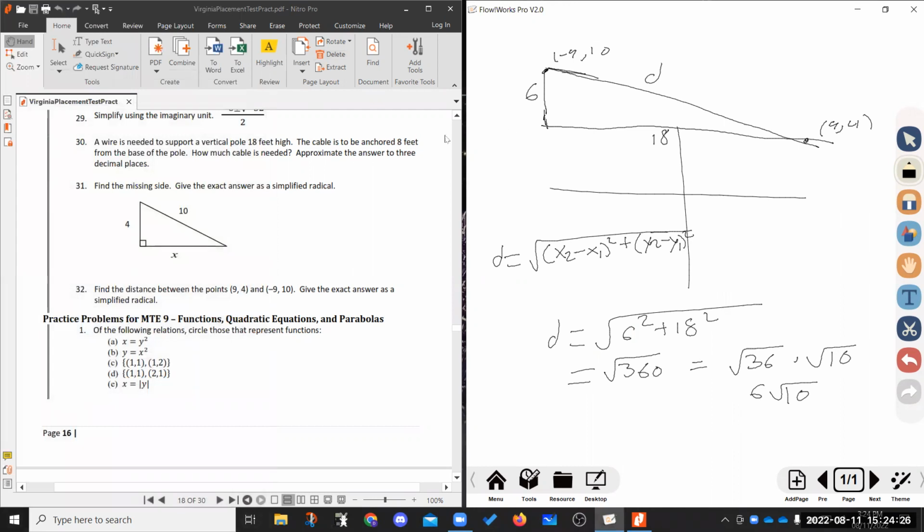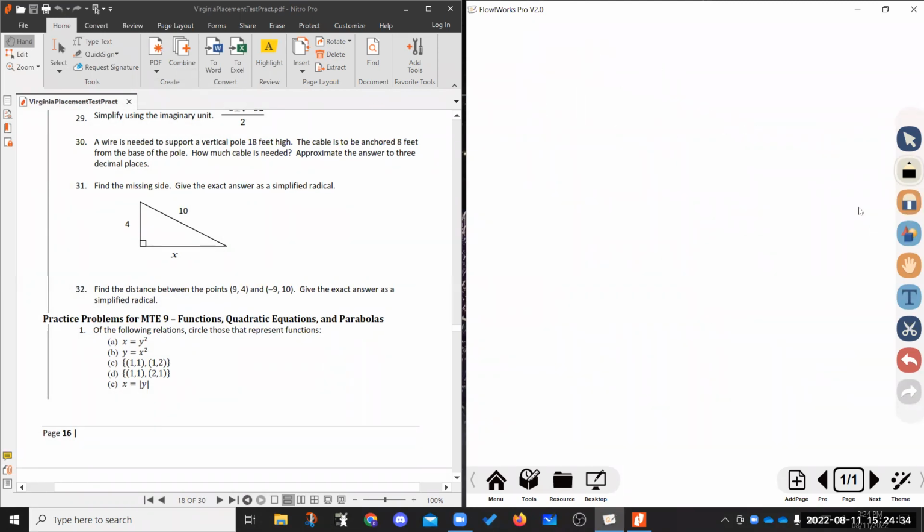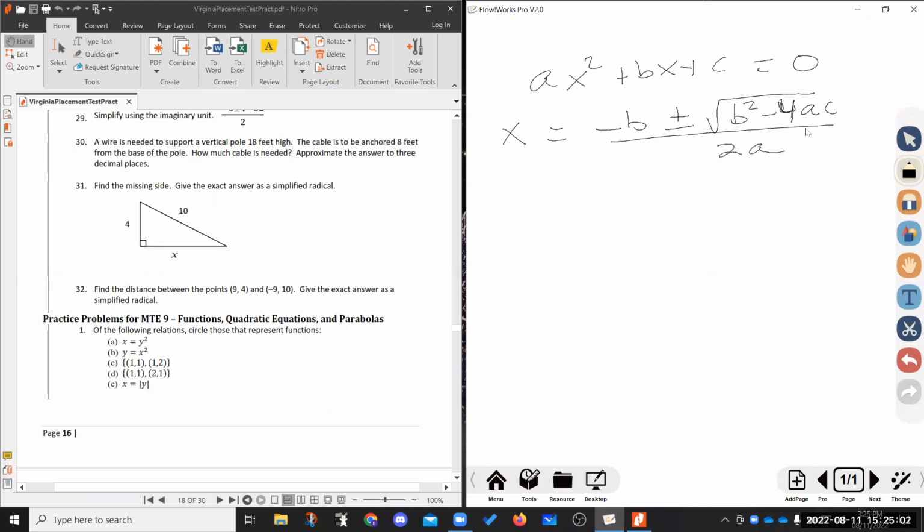And that's our last problem for MTE 8. I am going to write up here for you something that can be done in MTE 8, though we're going to do it more in MTE 9, which is that if I have the equation ax squared plus bx plus c equals 0, the solution or solutions to this problem come in the form of x equals negative b plus or minus the square root of b squared minus 4ac, all divided by 2a.